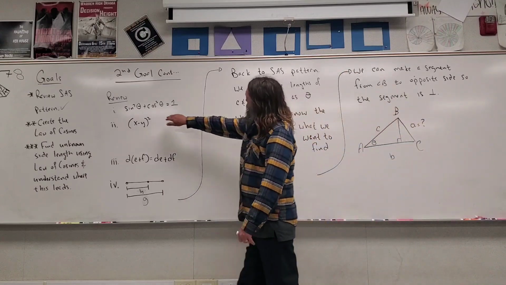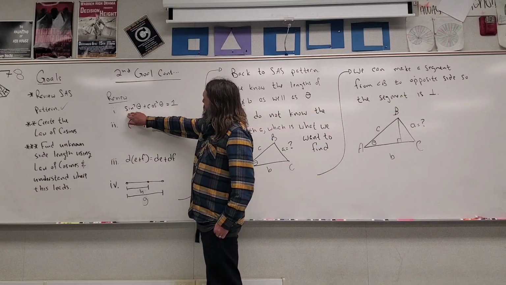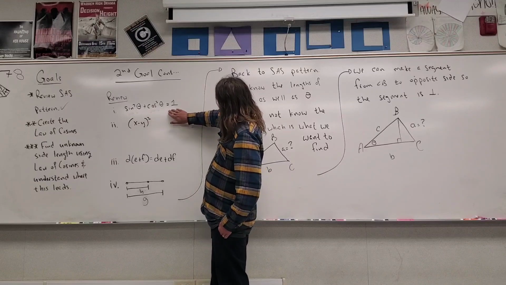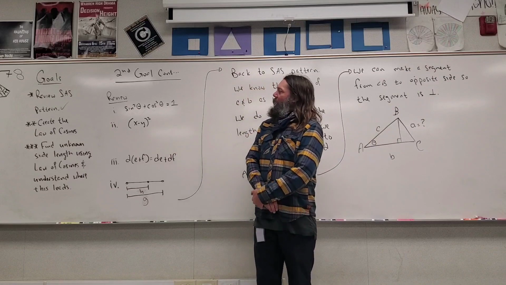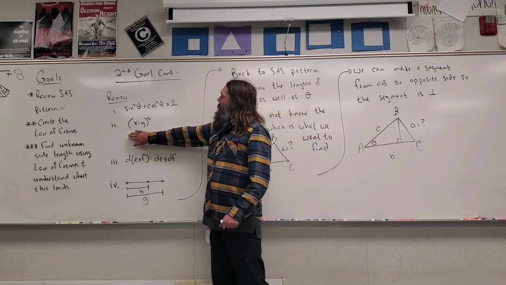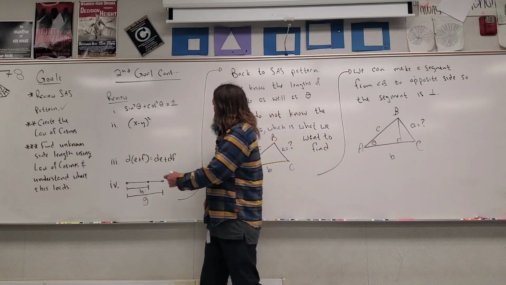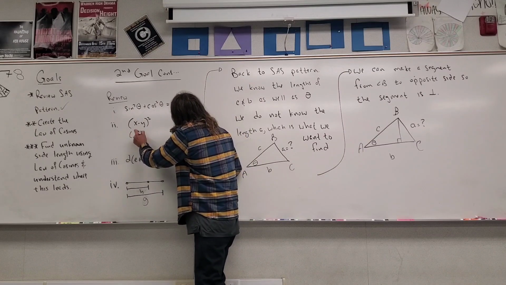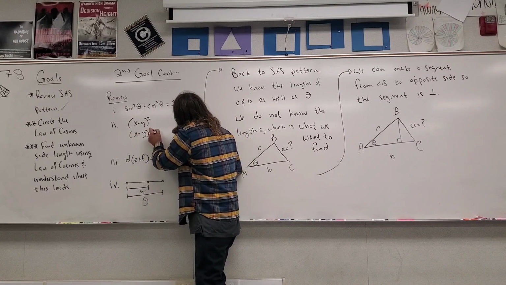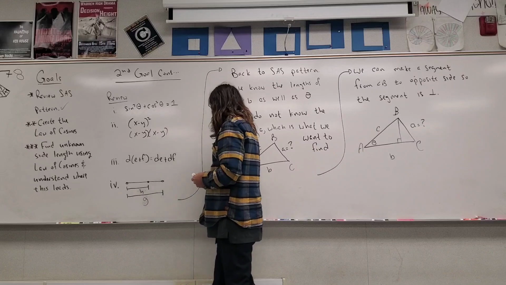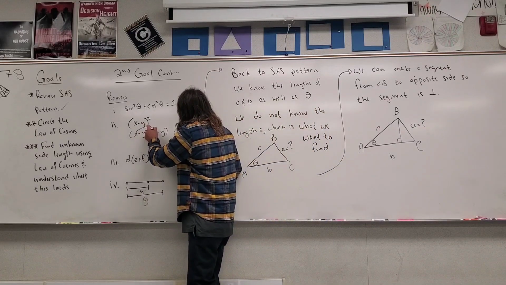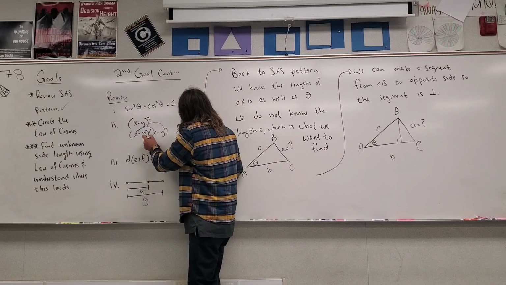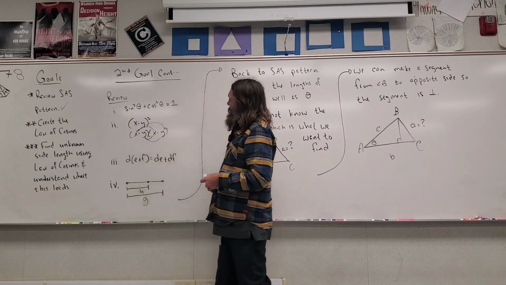So the first thing we need to review is that sine squared theta plus cosine squared theta is equal to 1. The second thing we need to review is squaring a binomial of this form. So x minus y becomes x minus y times x minus y. And we FOIL this out. Remember, FOIL means firsts, outers, inners, and lasts. FOIL.